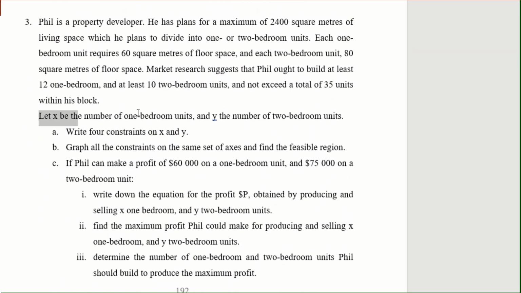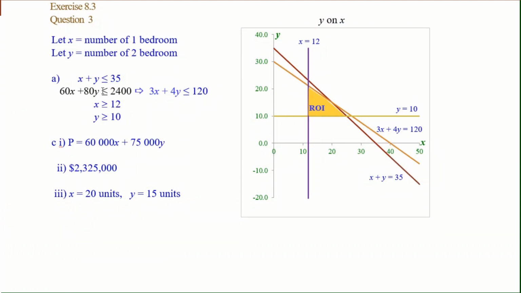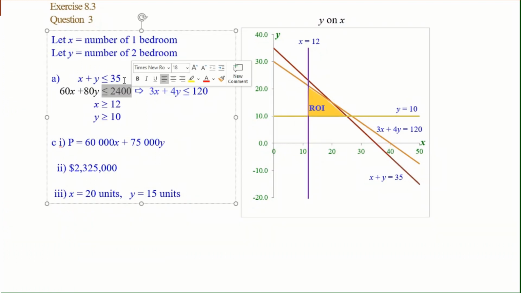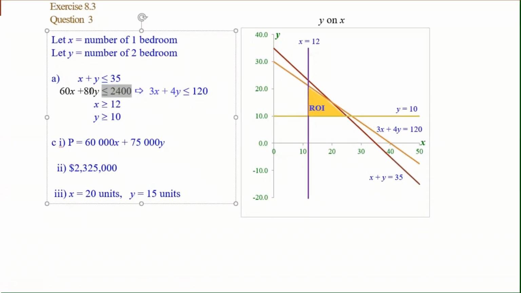So they already told you X is 1 bedroom, Y is 2 bedrooms. So you just follow. He plans to have a maximum of 2,400 square meters. So you pretty much know it's lesser or equals to 2,400. This is square meters. Whatever that's on the right must also be square meters. So let's take a look what you have. Each 1 bedroom requires 60. So 60x plus 80y. Do you see that? 60x plus 80y should be lesser or equals to 2,400.